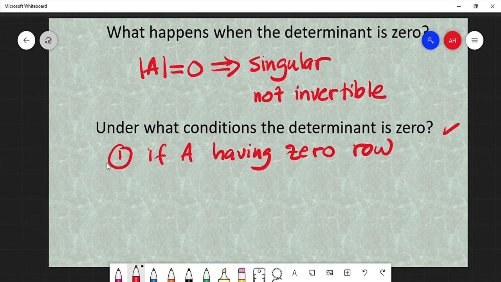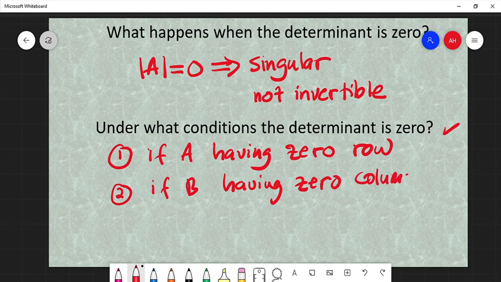Not only a 0 row, also a 0 column. Number two, if matrix B has a 0 column, meaning to say in that column all the numbers are 0. Whenever we have that situation, we say that we have a 0 column, and whenever we have a 0 column, then the determinant of that matrix is 0.